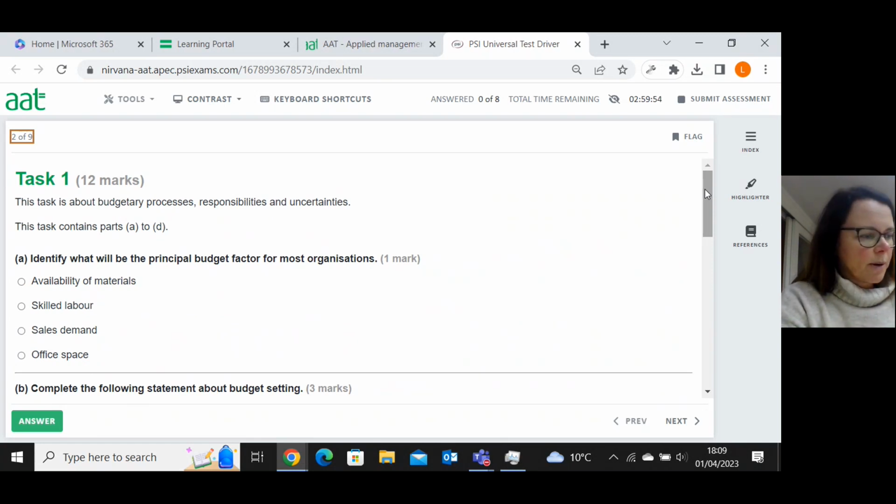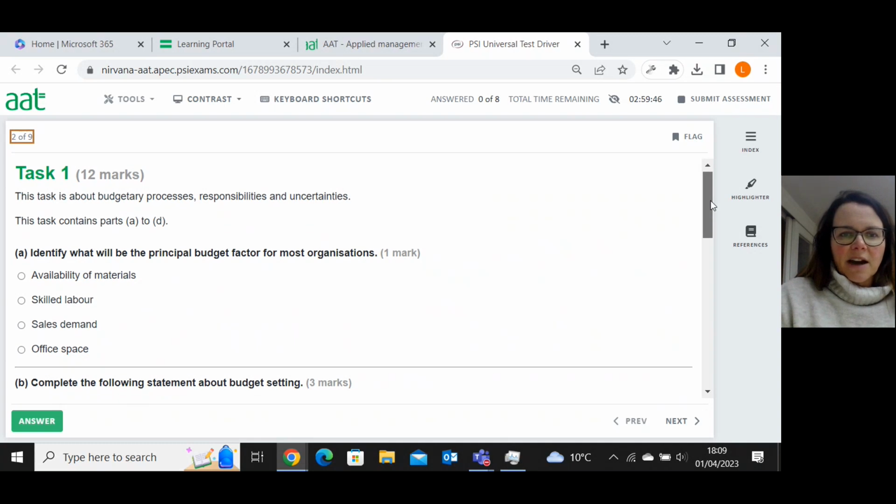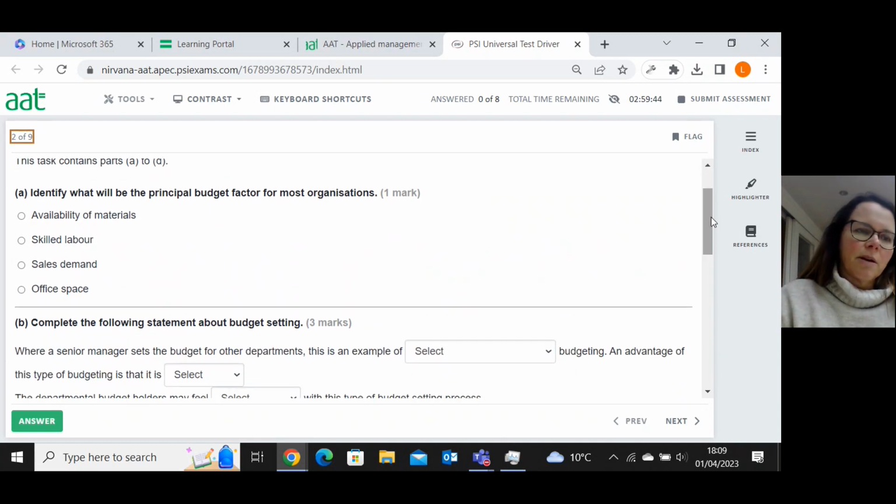So task 1, 12 marks. This is kind of your knowledge of budgeting. Identify what will be the principal budget factor for most organisations. Well, we normally start with what we can sell. That's our ideal. So that should be the answer to that one.